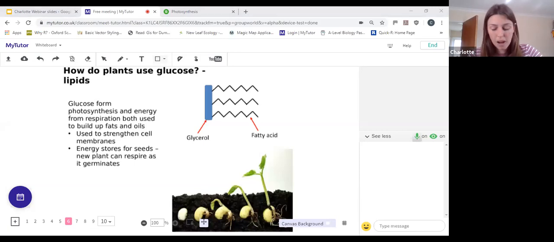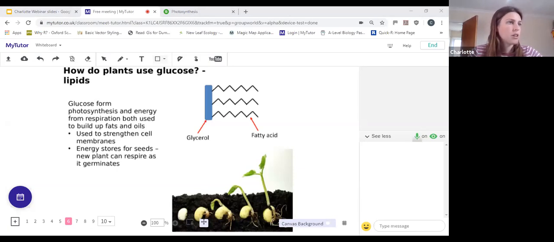The Calvin cycle is part of respiration. But again, you learn more about that at A level. Okay, so I think that's everyone's questions answered.